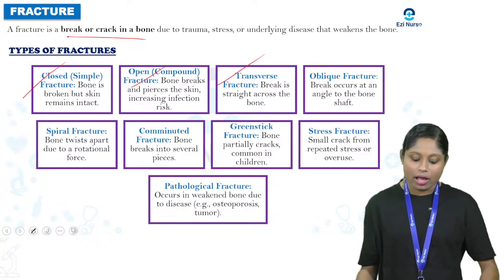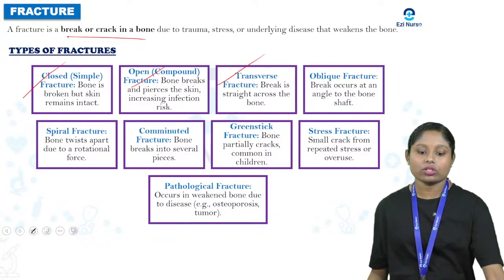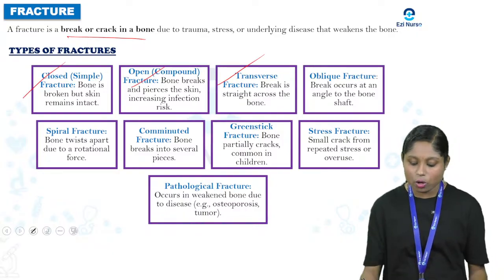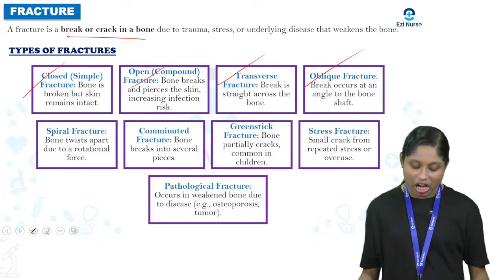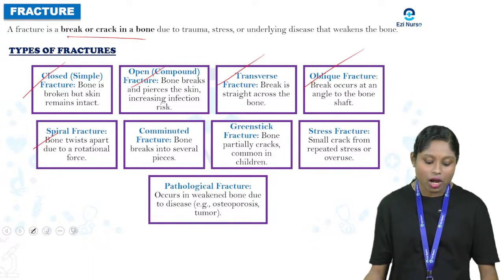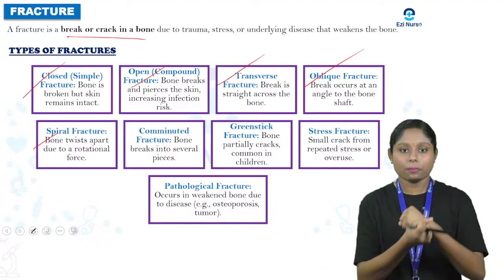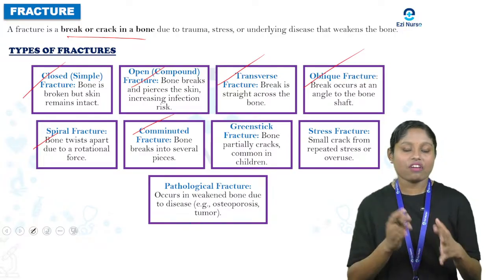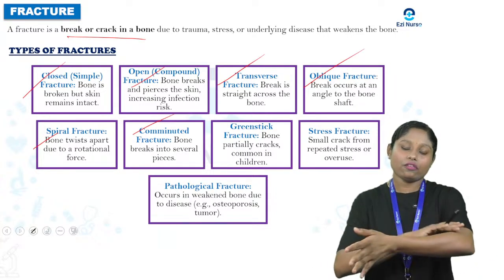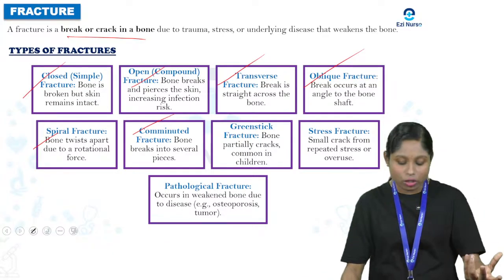Transverse fracture, where the break is straight across the bone. Oblique fracture, the break occurs at an angle to the bone shaft. Spiral fracture, the bone twists apart due to rotational force. Rotationally, spirally, the bone will break. Comminuted fracture, the bone breaks into several pieces. So if you have a hand fracture, it will have different pieces, the bone will be broken.